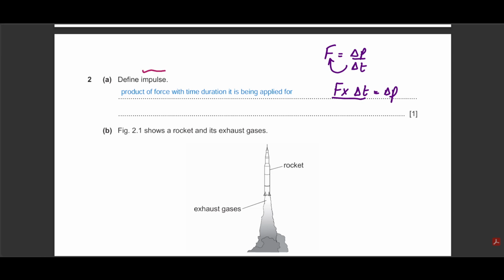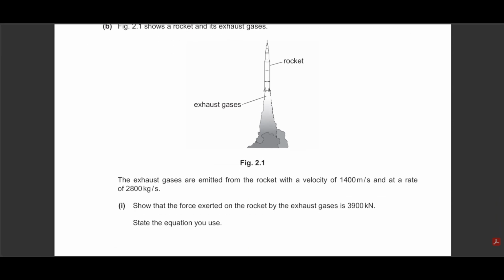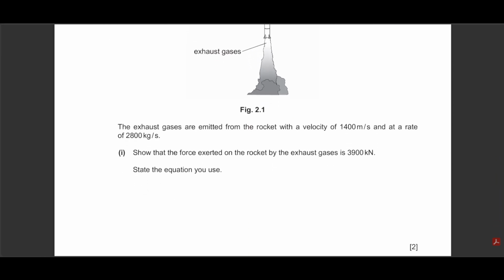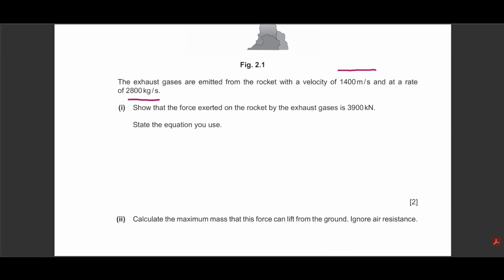Now, question number 2 follows the question of a rocket. It's a very repeated question. He says that we have a gas being emitted at a velocity of 1400 meters per second at a rate of 28 kg per second, and he wants you to show that the force is 3900.